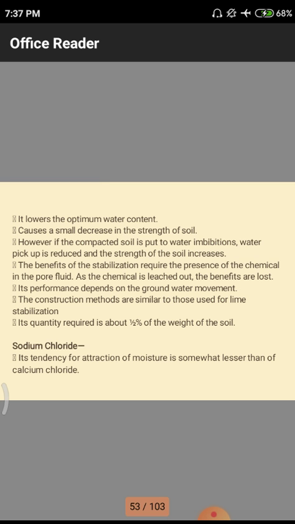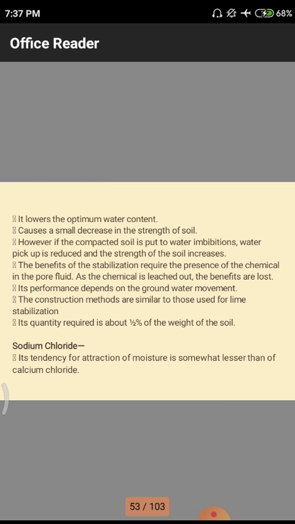Those two are chemicals, but in case of lime we have only calcium content, whereas in this particular chemical we have calcium content and chlorine content, so these two chemical components will be in the form of salts. There may be some change between the lime stabilization and this chemical stabilization, but we have to go for the same method prescribed in lime stabilization. The construction methods are similar.